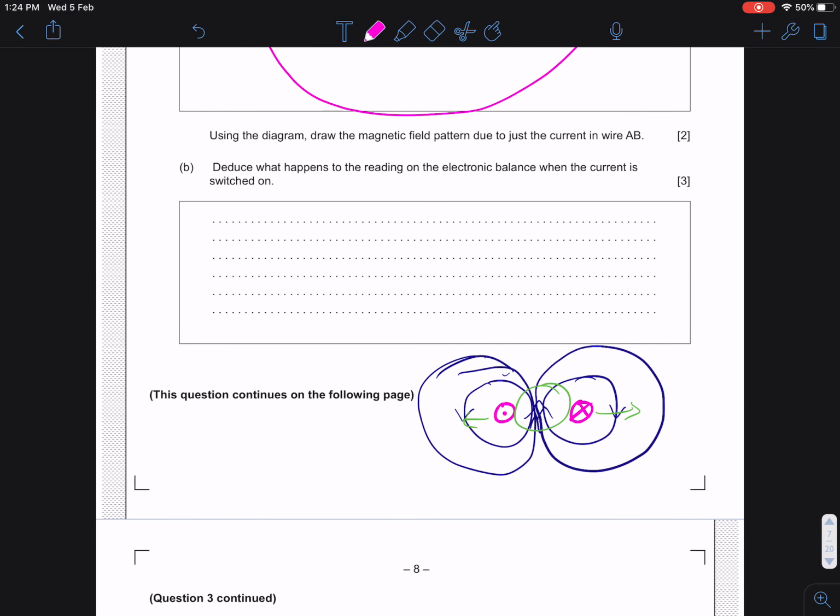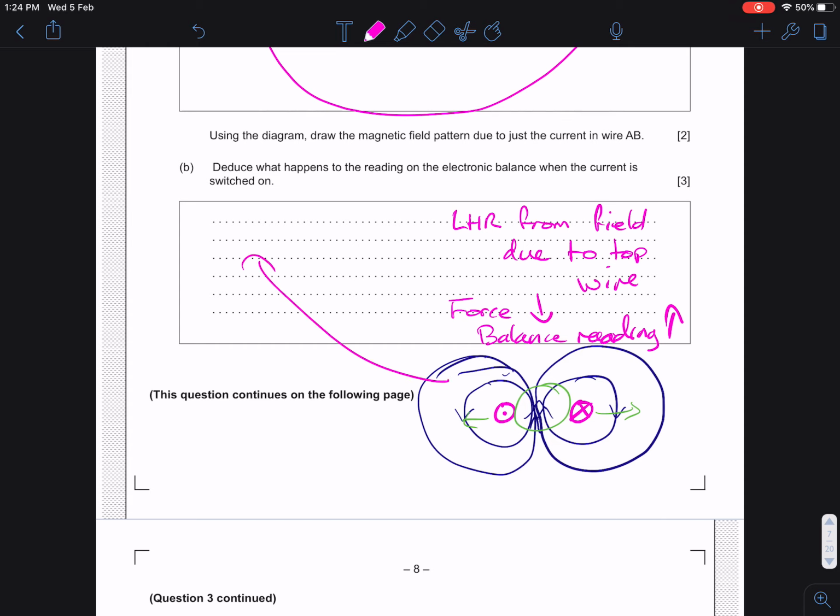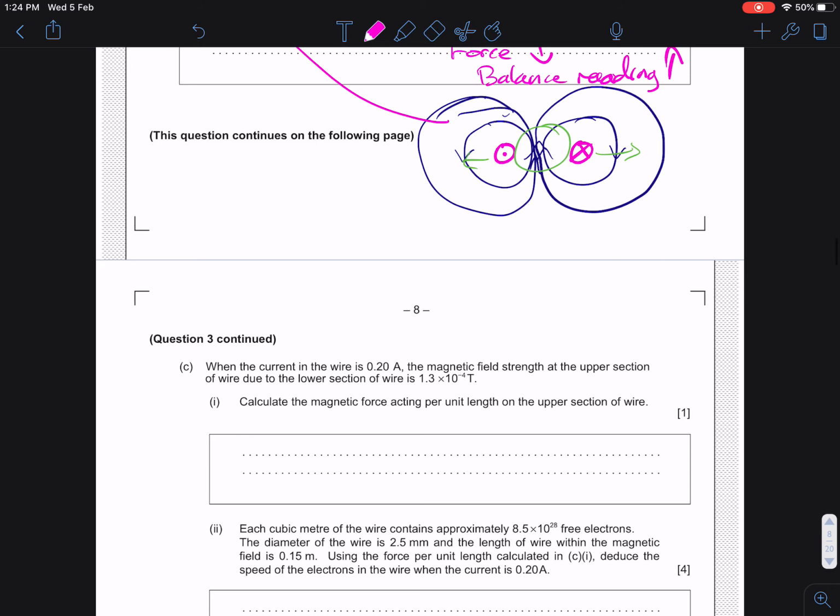So that's two different ways of doing it. So you can use the left-hand rule from the field due to the top wire, means the force is down, so balance reading increases. Or you can use this diagram and say the wires repel, so the force is down, so balance reading increases. Okay, so two different ways to think about the same question there.